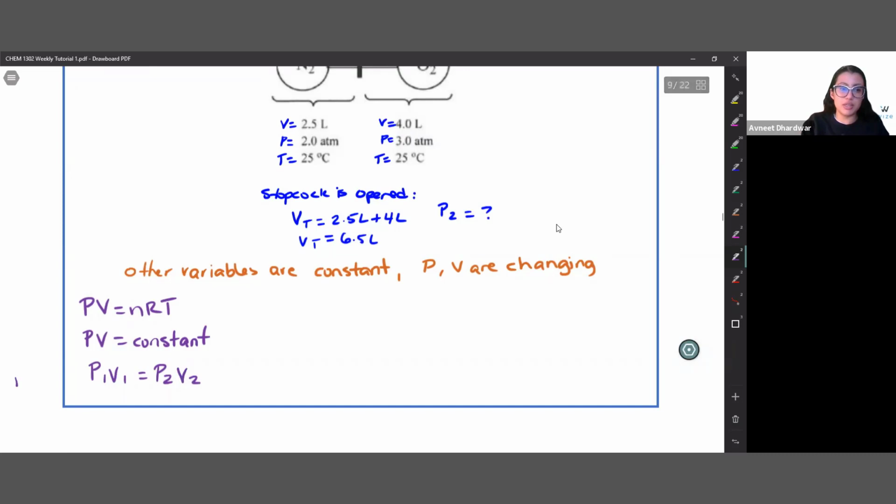But again, I'm just thinking about nitrogen. So now I'm interested in nitrogen's second pressure, the pressure in the second scenario after the stopcock is open. I want to solve for P2 by dividing both sides by the second volume. So P1 V1 over V2 equals P2. Now you just have to plug the values in. The first pressure nitrogen had was 2 atm. And the volume at first was just 2.5 liters when it was alone in that container.